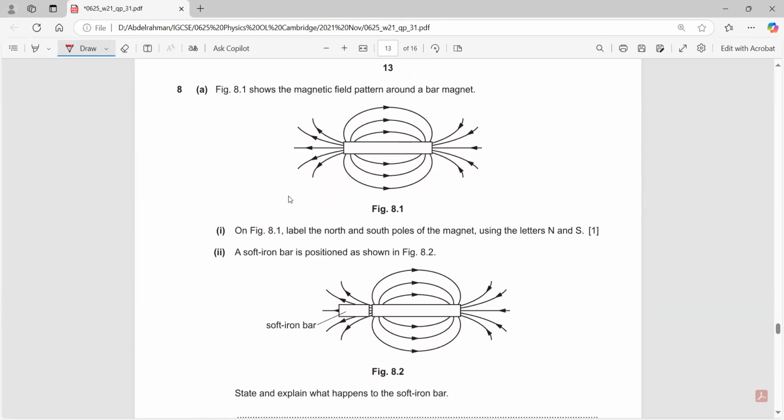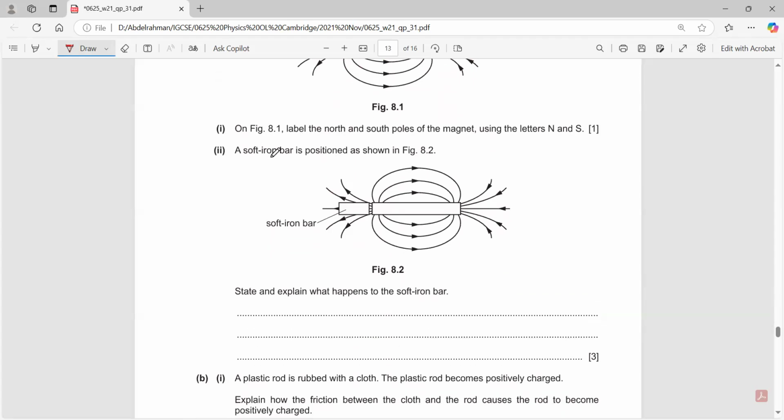On figure 8.1, label the north and south poles of this magnet. North pole has to be on the left side and the south pole has to be on the right side. Why? Because the arrows are going outside from the north pole and are going inwards at the south pole.